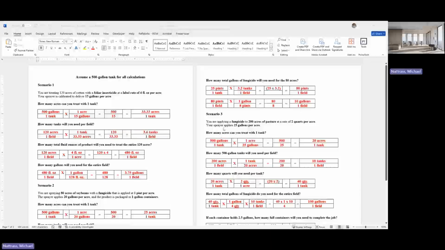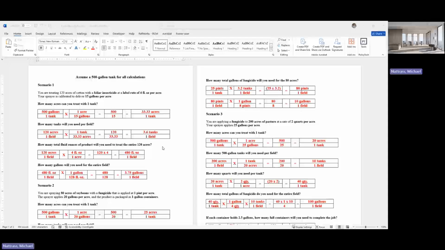All right, we're actually going to convert that from pints to gallons. So we know we need 25 pints per tank and 3.2 pints per field. So we know that overall we need 80 pints per field. And we determined that from the beginning, right? We knew that we were going to need 80 pints: 80 acres, 1 pint per acre, you need 80 pints.